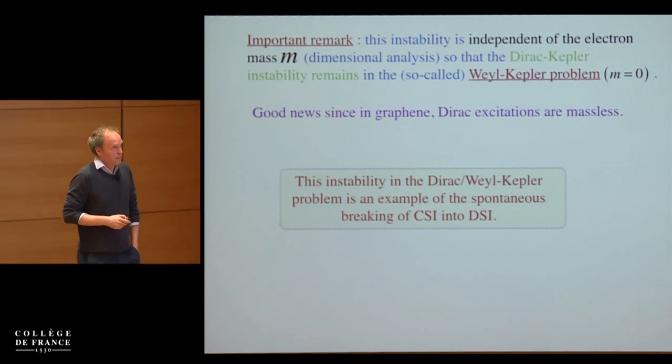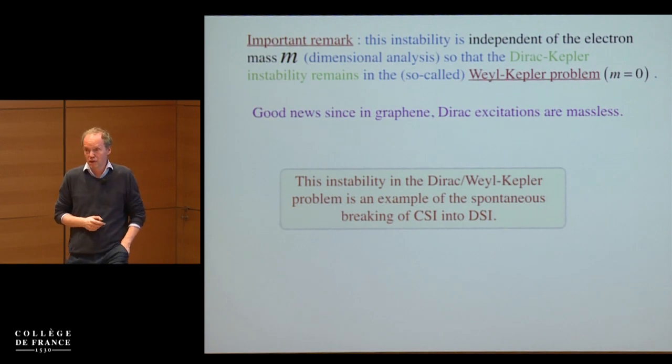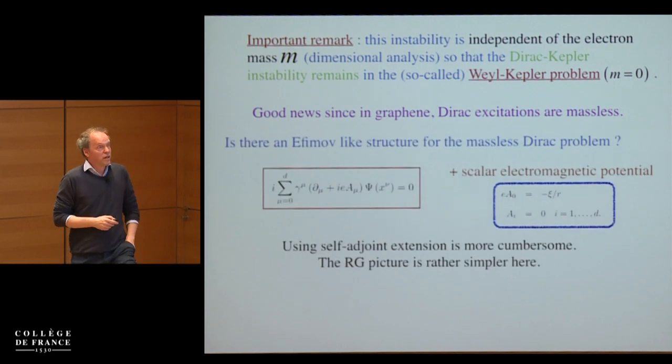And what we, in fact, claim is that this instability in the Dirac-Weil-Kepler problem is an example of spontaneous breaking of continuous symmetry into discrete symmetry. Okay? So, in fact, we did the calculation. So this is the idea.